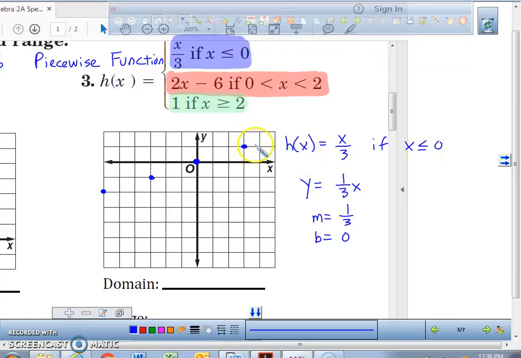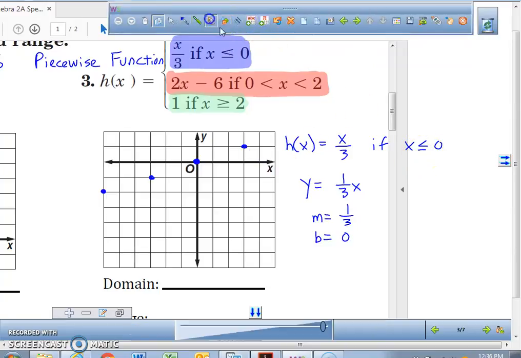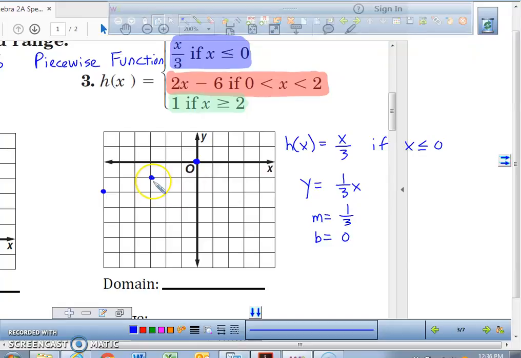Here, what's my x value equal to way over here? A positive 3. So can I graph that if I'm only allowed to graph x less than or equal to 0? No. So I'm going to erase that. What's my x value right there? 0. So guess what? Am I allowed to plot that? Yes. What's my x value right there? Negative 3. So I can plot that.